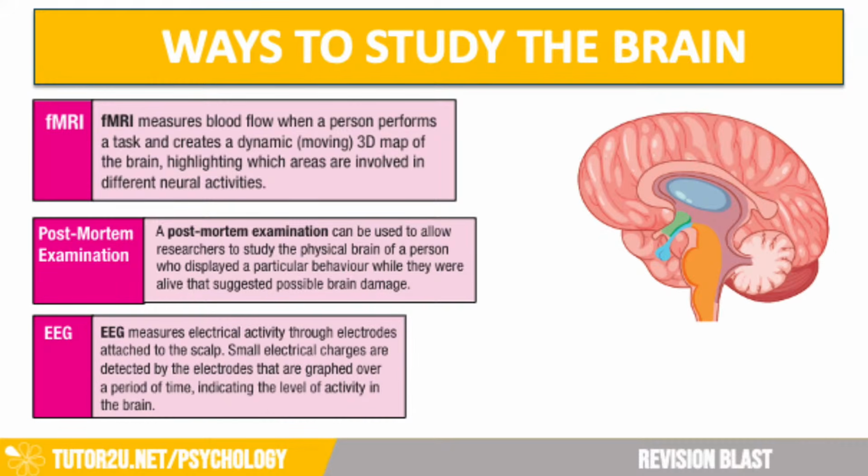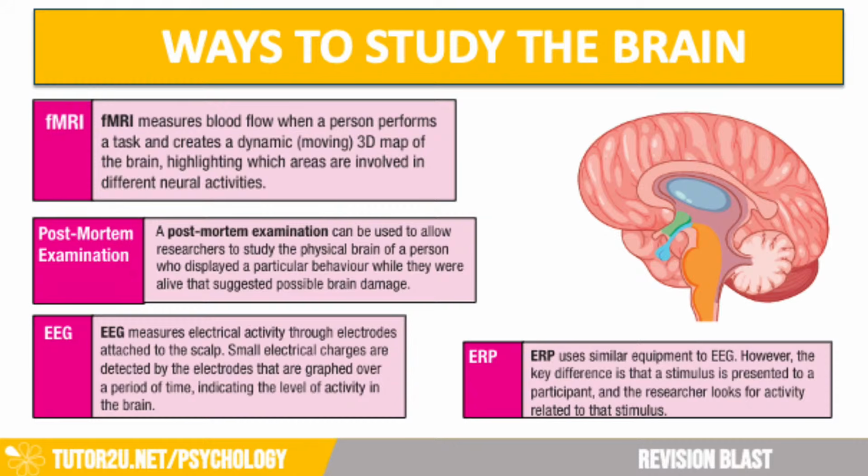The third part then is EEGs. EEGs measure electrical activity through the brain. So electrodes will be attached to the head to measure these electrical impulses that are travelling through the brain. Small electrical charges are detected by the electrodes that are graphed over a period of time, and they indicate the level of activity in the brain. Often these are used to investigate sleep patterns and things like that.